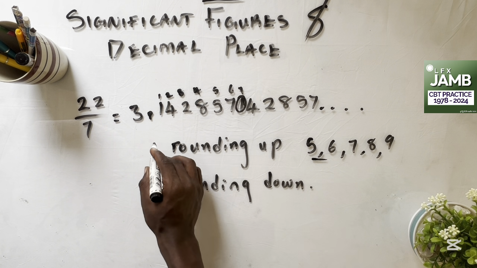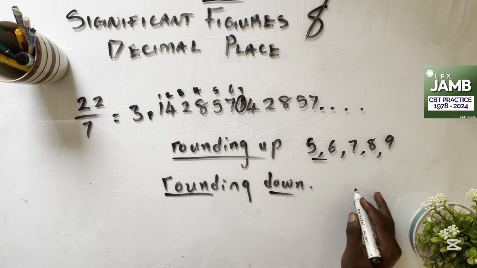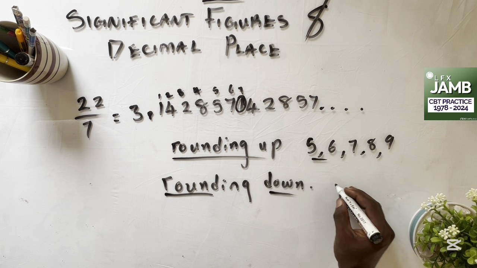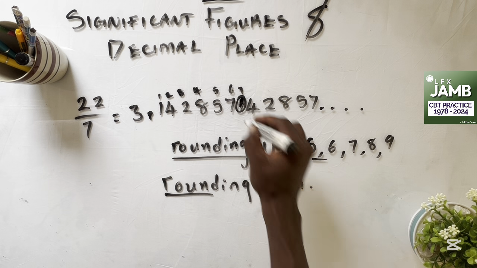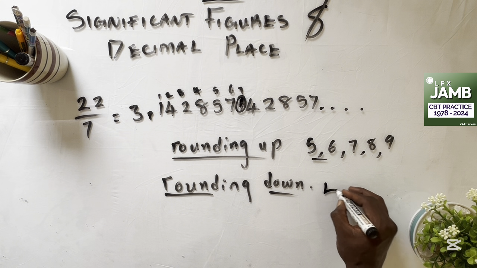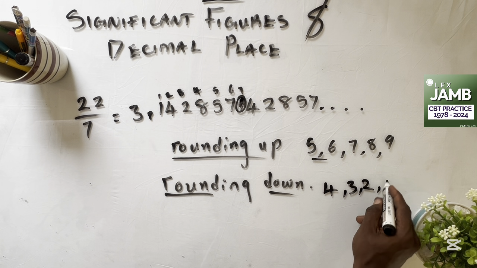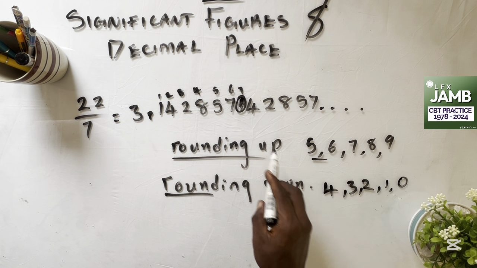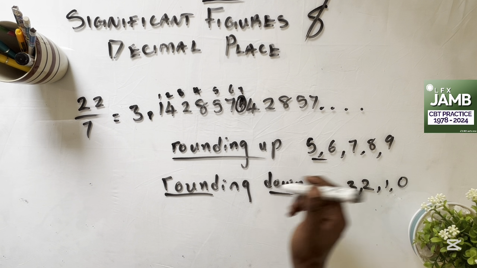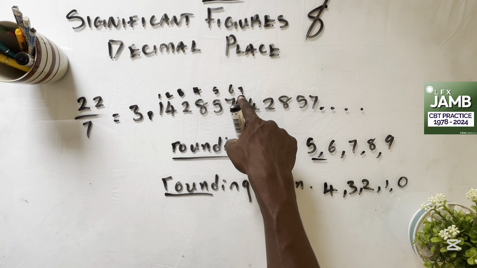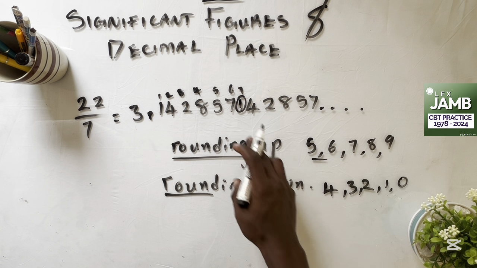That we have just done a round up. Now if we are asked to round down, then the digits that make us round down, immediately after the digit we are considering, are digits like 4, 3, 2, 1, 0. When we see digits like this, we round down. Round down means we discard every other thing there, without adding anything to this one.